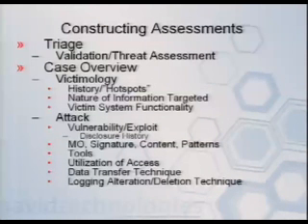So you want to construct your assessment. You do your triage of the initial incident, your case overview, your victimology, and you look at the attack history, hotspots, nature of the information targeted. Again, victim system functionality, vulnerability exploits. Is there any disclosure history on the internet about that attack or that attacker disclosing the attacks? MO, modus operandi, mode of operations, signature, content, patterns. Can you look at any of that in the attack, and can you correlate it across multiples?